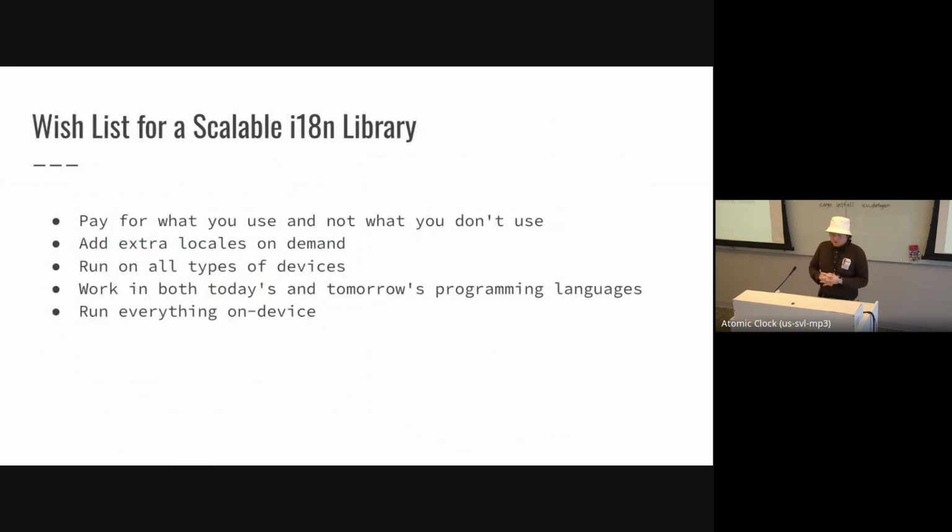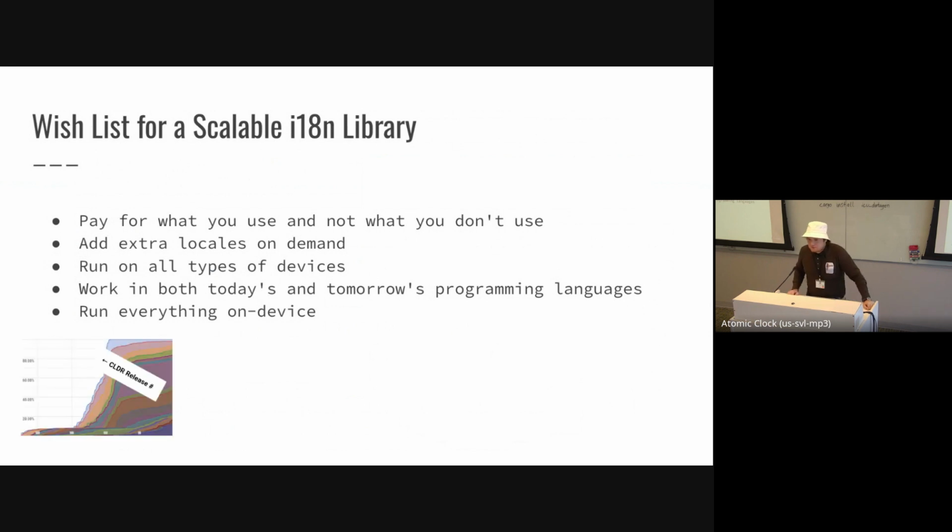So what's our wish list for a scalable ICU library? First, we want to pay for what we use and not for what we don't use. CLDR is going to continue to grow quadratically, as I showed you earlier. If we can take a slice of the CLDR, just the slice that we need, that can really help us when we think about the quadratic scaling.